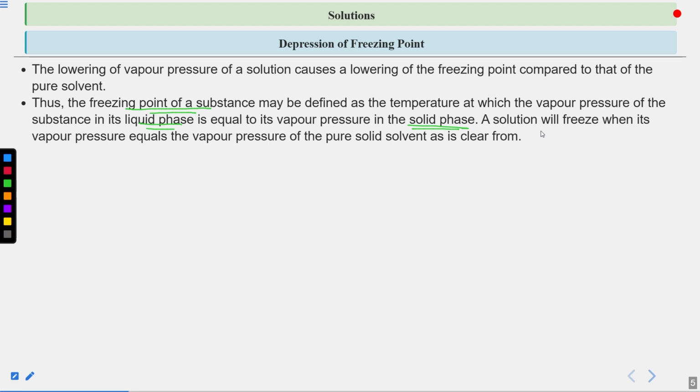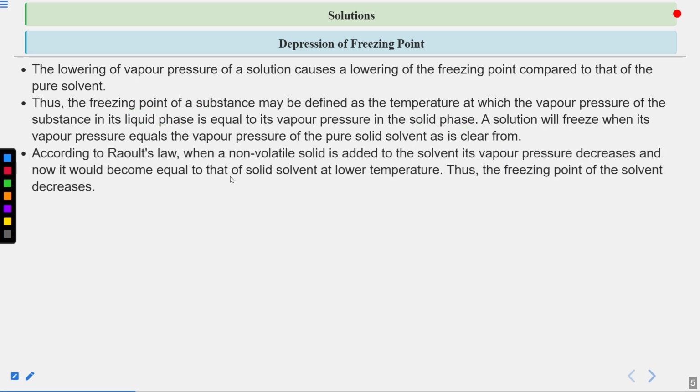Now, whenever these things become equal, then your pure solvent freezes. According to Raoult's law, we know that upon addition of a non-volatile solute, there is a decrease in vapor pressure, and as a result, the freezing point also decreases. So, this is the graph for it.